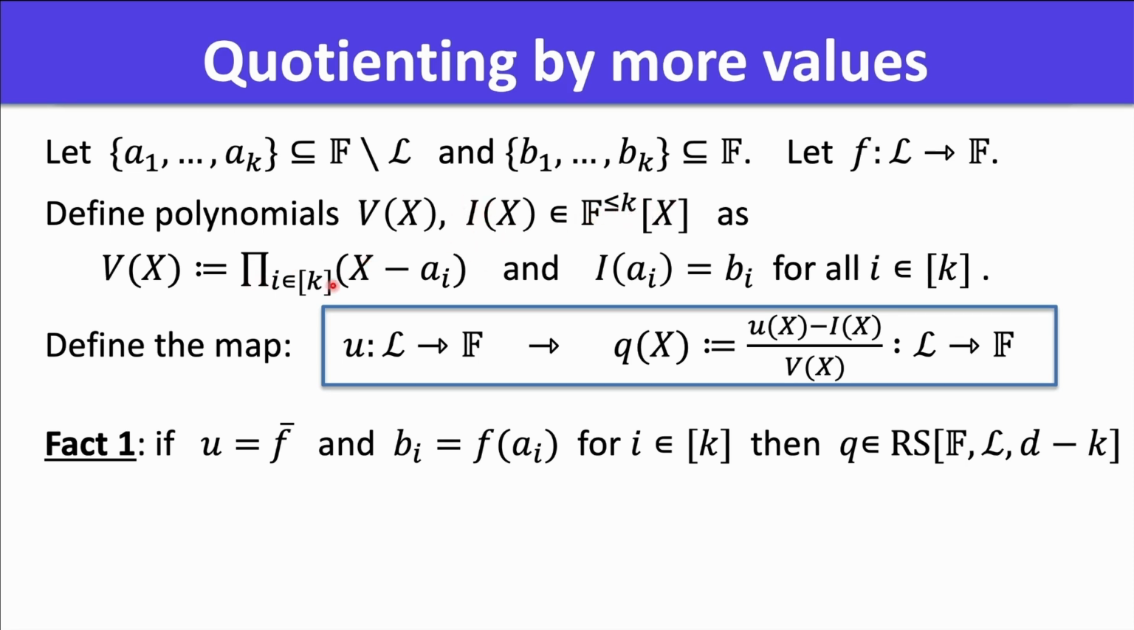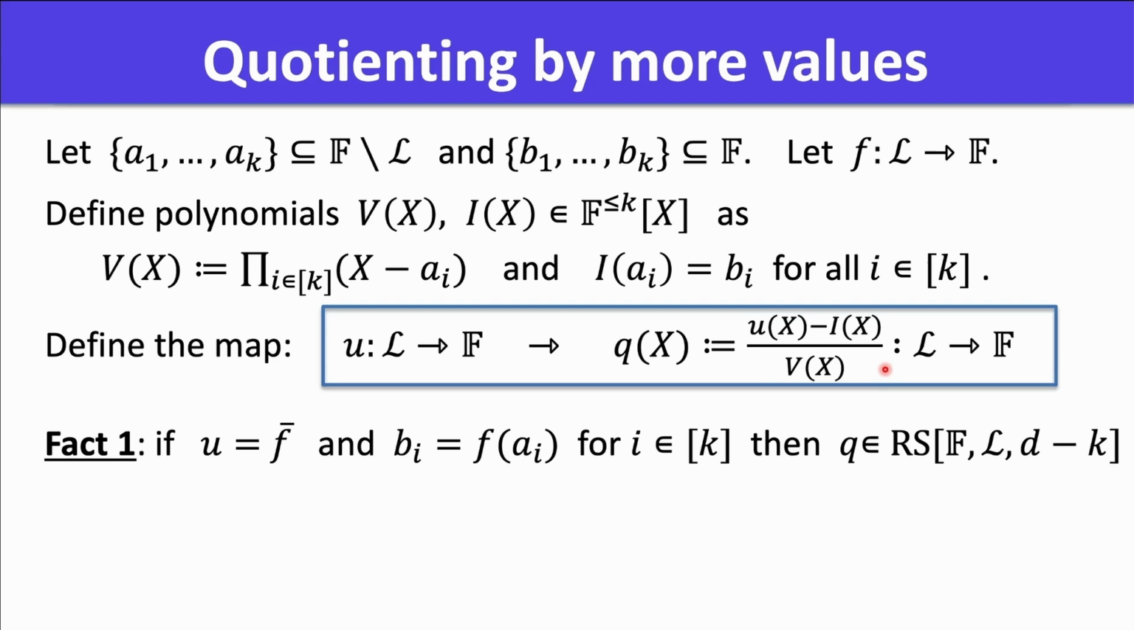The vanishing polynomial basically vanishes at all the a_i's. And the interpolation polynomial basically interpolates a_i to b_i, so it is going to be a polynomial of degree at most k. And now we're just going to do exactly the same thing we did before, except we're going to quotient by these polynomials rather than by fixed values. So we define a quotienting map that maps a word u into a quotient word q by defining it as I wrote here. So we do u(x) minus I(x), divided by V(x).